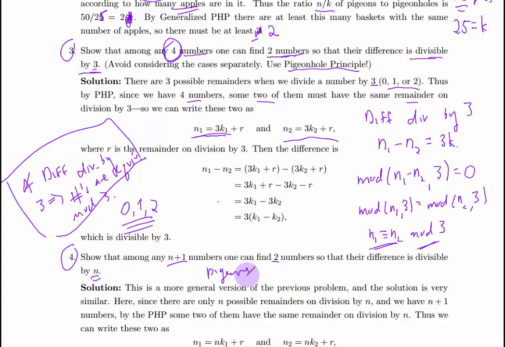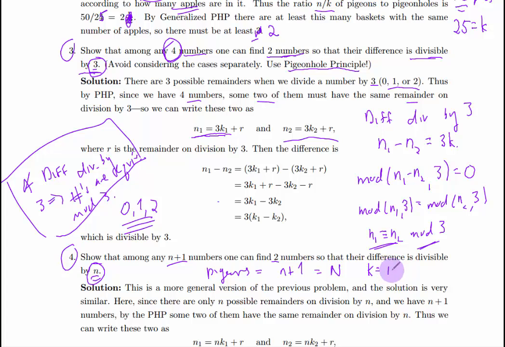So pigeons, in this case pigeons is what? Pigeons is the number of different numbers. So it's equal to n plus 1. And I'll call that my capital N, number of pigeons. All right, now what is the number of pigeonholes? Up here we had divisible by 3. When we had divisible by 3, we had 3 possible remainders. Okay, here we're talking about divisible by n. So there are n possible remainders.